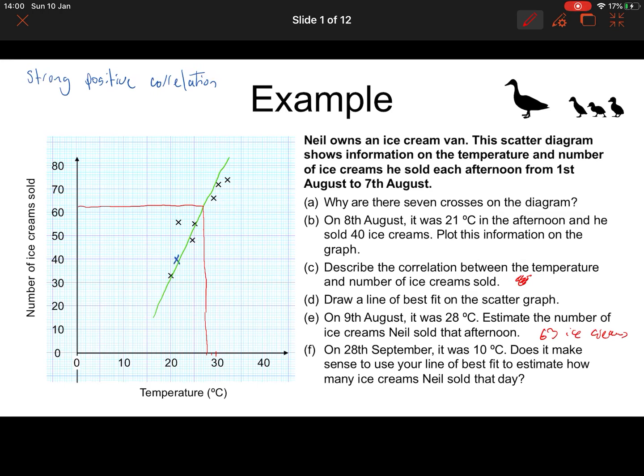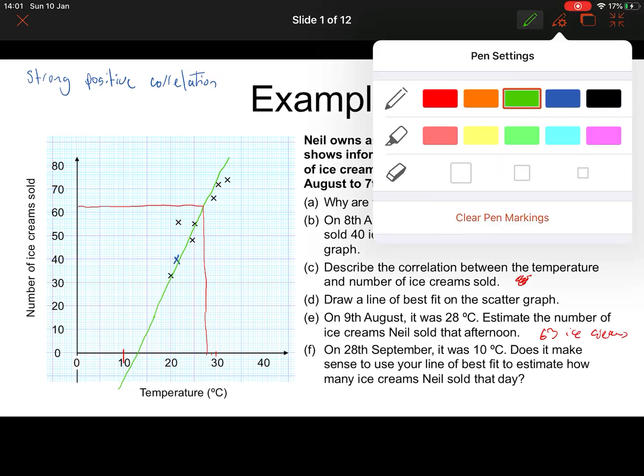Okay, on 28th of September it was 10 degrees. Does it make sense to use a line of best fit to estimate how many ice creams are sold? Well, hopefully you can see not. Okay. Fact is, if I carried on my line, that would suggest I'm selling a negative number of ice creams, which is not possible. You can't sell a negative number of ice creams.